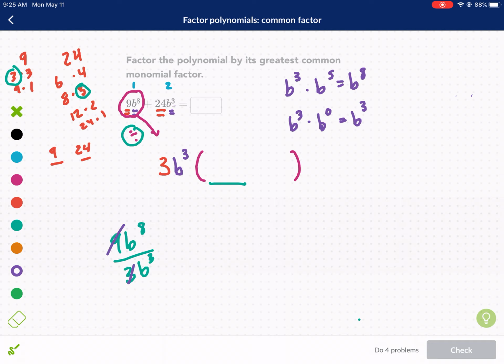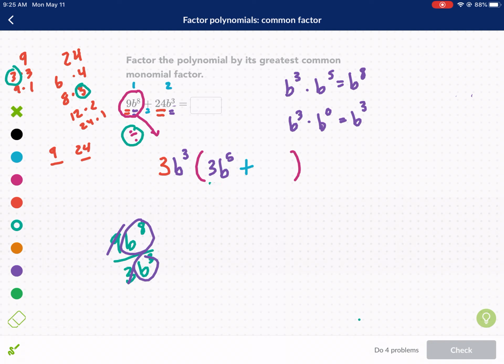Basically, we do the numbers divided by each other first, so we're going to get 3. And then we have the variables with the exponents, and we can use the quotient rule here, where we subtract exponents, and we get b to the 5th power. We are just going to copy down the same sign. So if this is a plus, it's going to be a plus here also. Let me erase this a little bit.